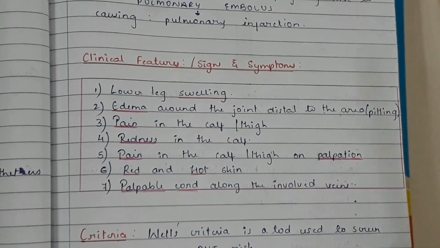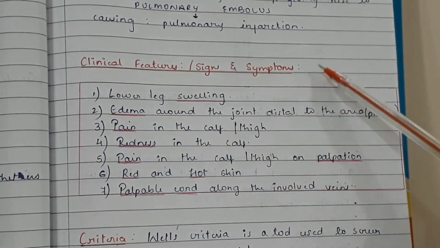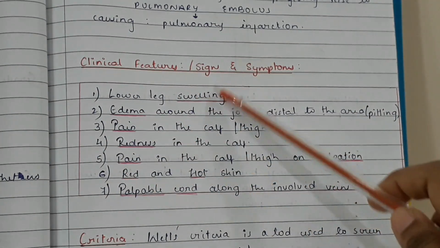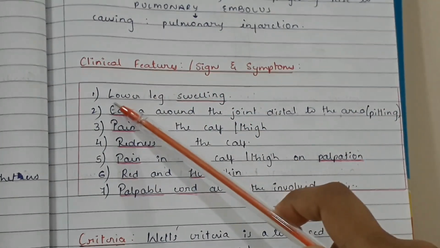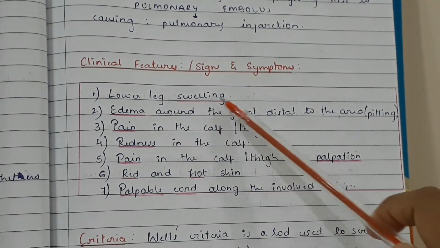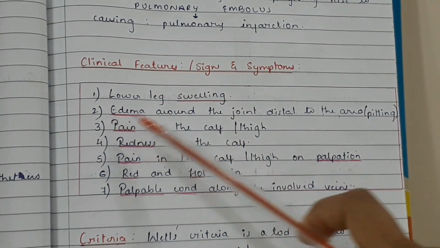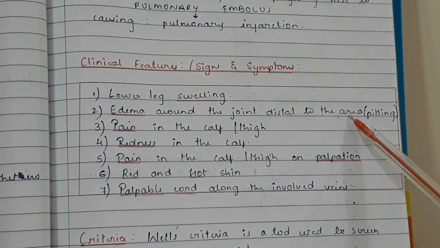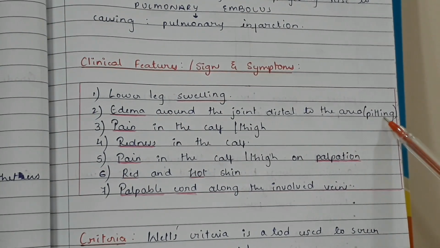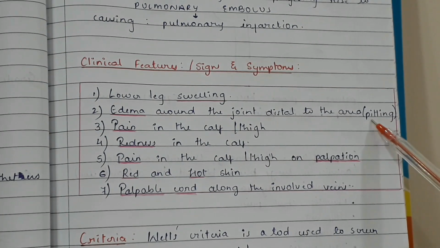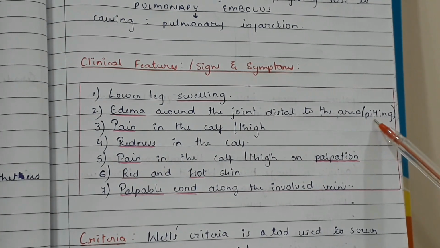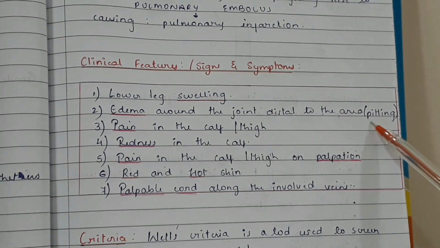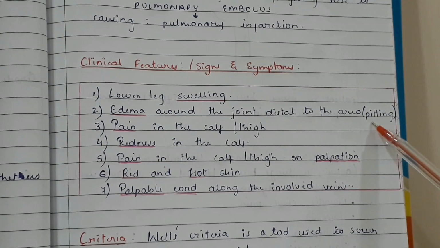Then we have the clinical features or the signs and symptoms of DVT. These are the most important features which you need to remember. First, lower leg swelling. Then edema around the joint distal to the area. What type of edema? Usually a pitting type of edema. That is, whenever you apply slight pressure using your fingers over the edematous area, you are going to see a slight pit or an indentation of the area.